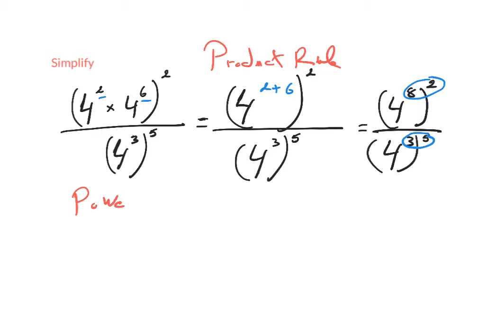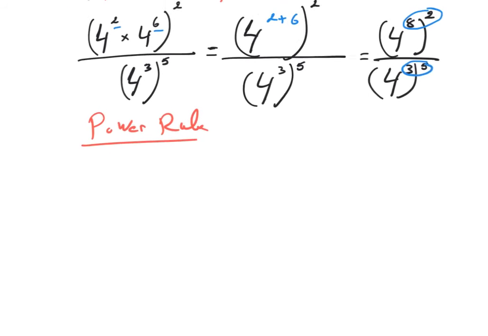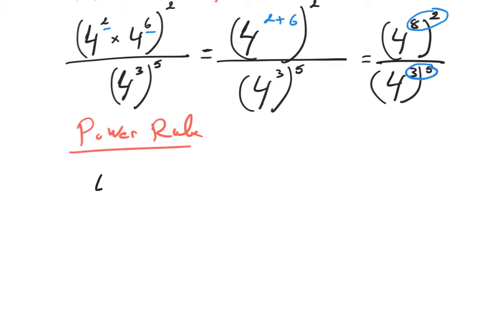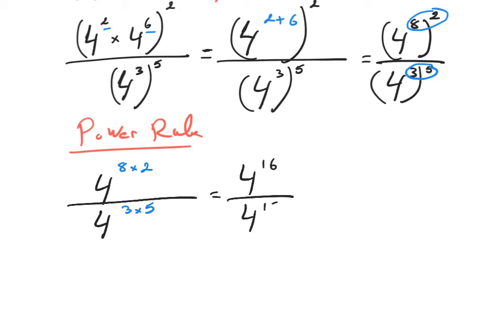Power rule. So the next step is the power rule, and we're going to multiply the exponents with each other. It's going to be 4 to the 8 times 2 over 4 to the 3 times 5, which will be 4 to the 16 over 4 to the 15.